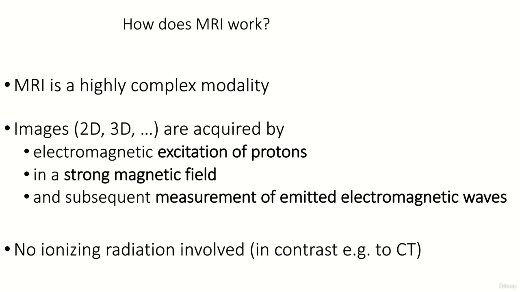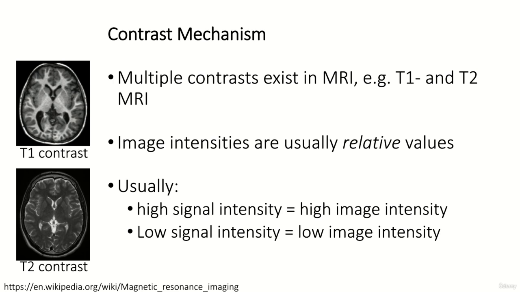In contrast to standard radiography, many different image contrasts can be generated in an MRI due to the physical mechanisms for image generation. Usually, image pixels or voxels that have high MR signal intensity have high intensity and vice versa. The image intensities are usually relative values and therefore unique for each patient and scan.